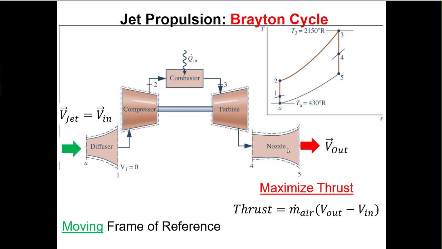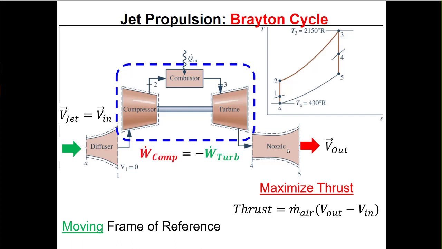right? So what we're trying to do is maximize the outlet velocity. Now, in between, we have this Brayton cycle. So this is, I guess, a 3-component Brayton cycle, but it's the normal Brayton cycle that we talk about almost always.